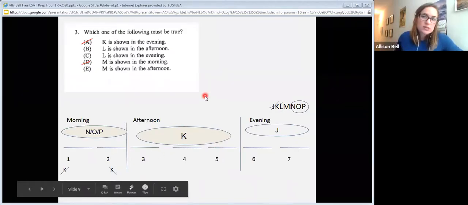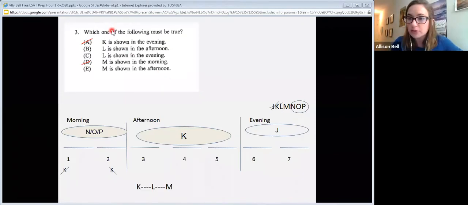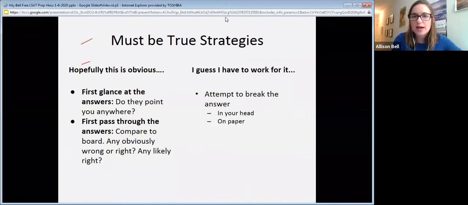So notice just on this first pass through, I've really improved my odds of getting this question right from 1 in 5 to 1 in 3. And I've done so very quickly. I haven't been lucky enough to find an obvious answer just yet, though. So I'm going to have to move on to this phase where I say, all right, I guess I have to work for it. So let me try to break the answer.